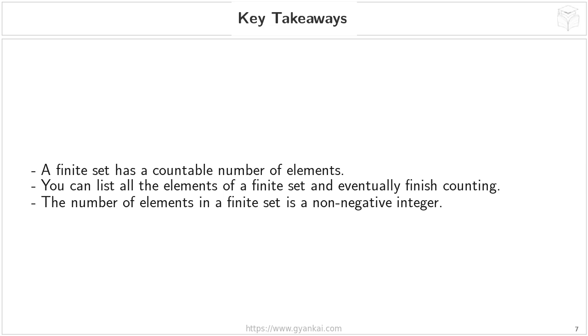Finally, and this is a bit more formal, the number of elements in a finite set is a non-negative integer. Now, what does that mean? Well, when you finish counting, you'll get a whole number: 0, 1, 2, 3, and so on. These are integers, and non-negative simply means the number can't be negative. You can't have -5 fingers. So, the size of a finite set, which we denote as the number of elements in the set, is always a whole number starting from 0.